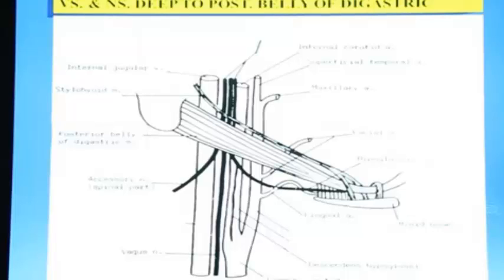This is the digastric muscle, and this is how it is connected to the hyoid bone. This is the deep structure. This is the anterior belly. This is the posterior belly. If you concentrate, you have the internal jugular vein. You have also the carotid artery. This is the carotid sheath, which contains artery, vein, and nerve. Above, it is divided into two, internal and external carotid artery.